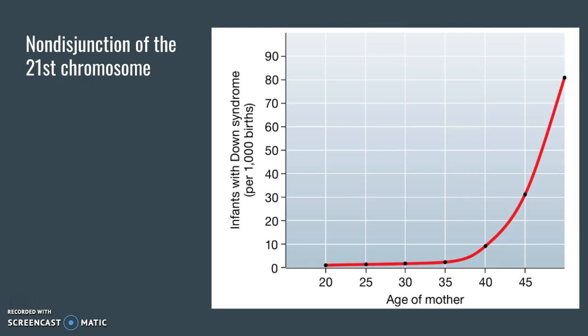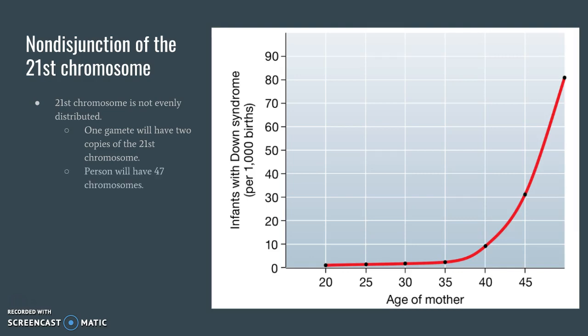Now, we're going to take a particular look at the 21st chromosome. So we have 23 pairs. So what happens in that 21st pair when we have non-disjunction? Well, the 21st chromosome, when it's not evenly distributed, we have one gamete that will have two copies of the 21st chromosome. The person will actually have 47 total chromosomes then, if that gamete is used during conception. So normally we have 46, but this person will have 47. We call this trisomy 21, tri, 3, and then we have 21 denoting our 21st chromosome.